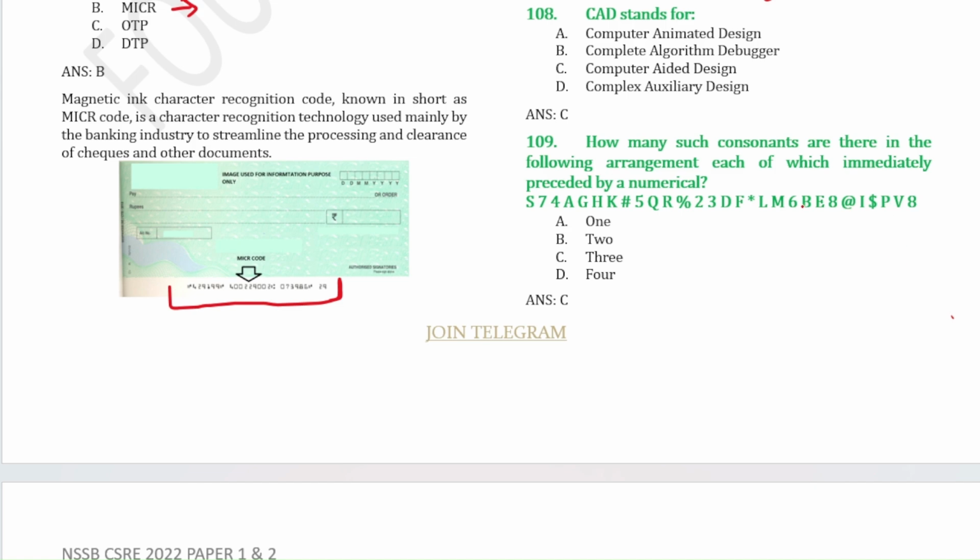Next question, we have to see how many consonants are there in the following arrangement, each of which is immediately preceded by a numerical. So if you see this Q is preceded by a numerical, and then B is preceded by a numerical, and then D is preceded by a numerical. So 3. So the correct option is option number C.